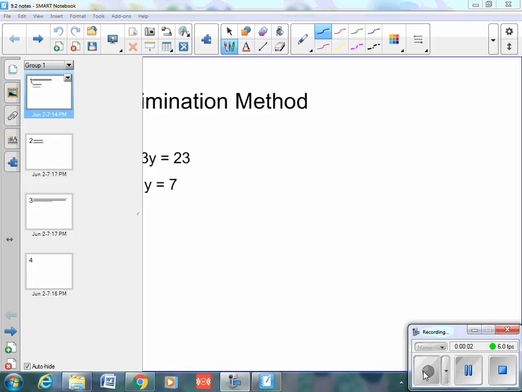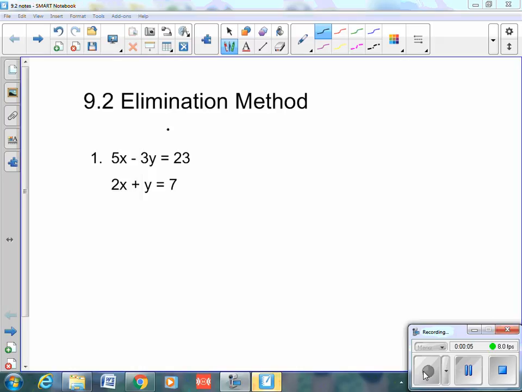Okay, so I'm going to be teaching the elimination method. It's a very simple one. You should be able to do this. Before I start though, I shortened the assignment. The assignment is only 1 through 5. 13, 14, and 21 is the shortened up assignment.